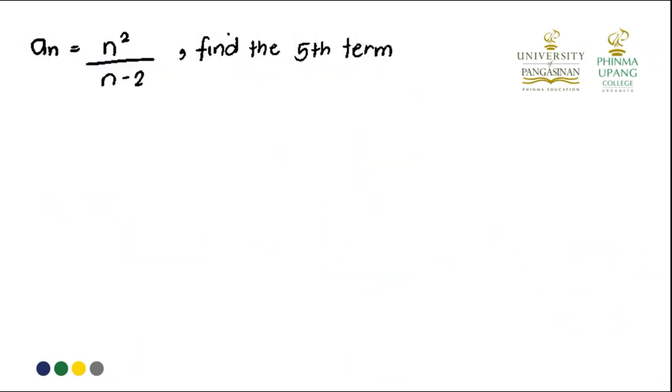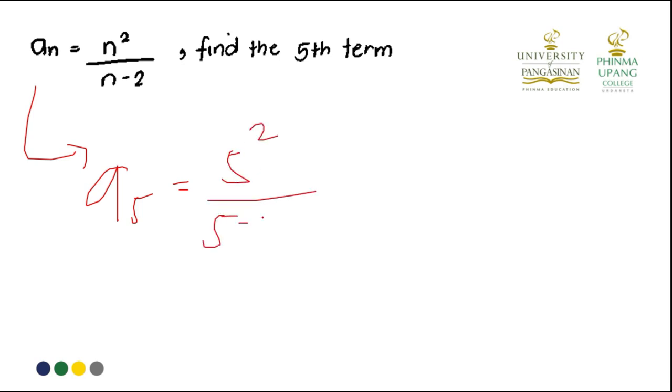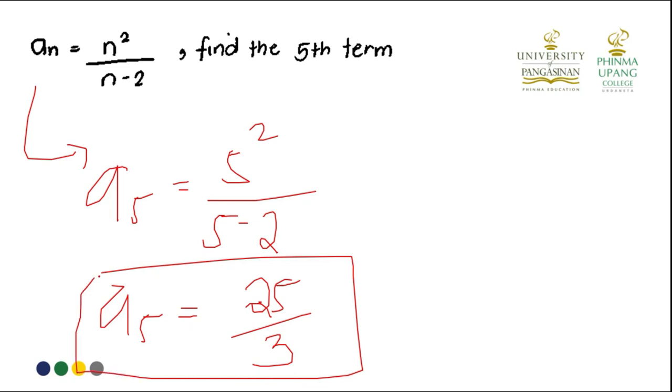Okay, next. What is the 5th term of this one? In 1 minute, go. Answer. 25 over 23, sir. 25 all over 3, sir. Mm-hmm, 25 all over 3 is our answer.